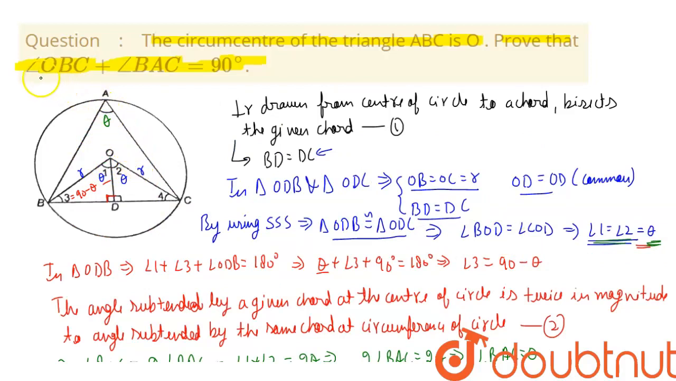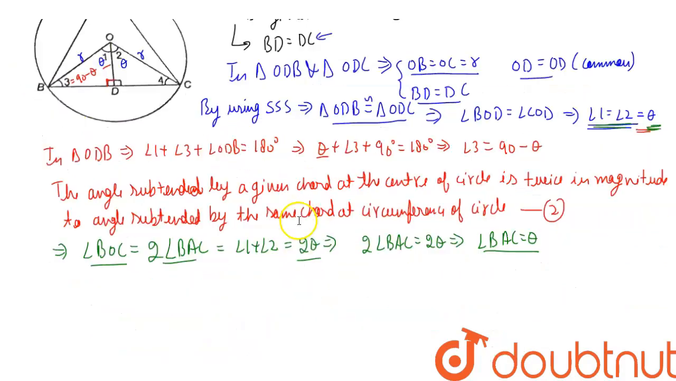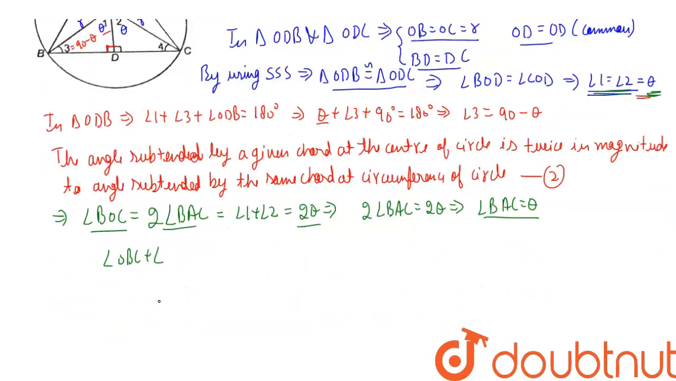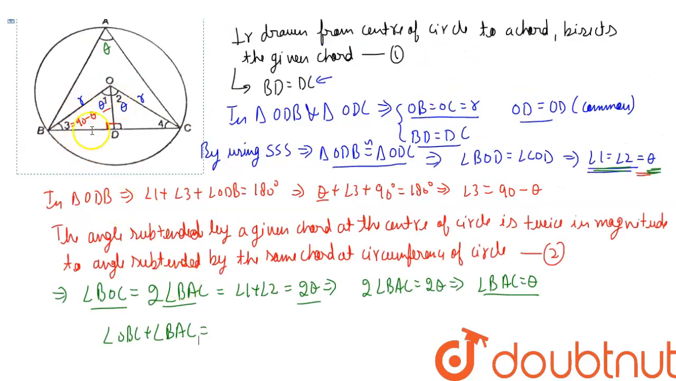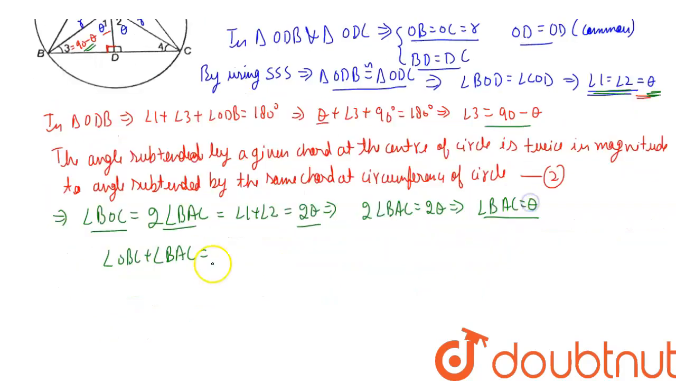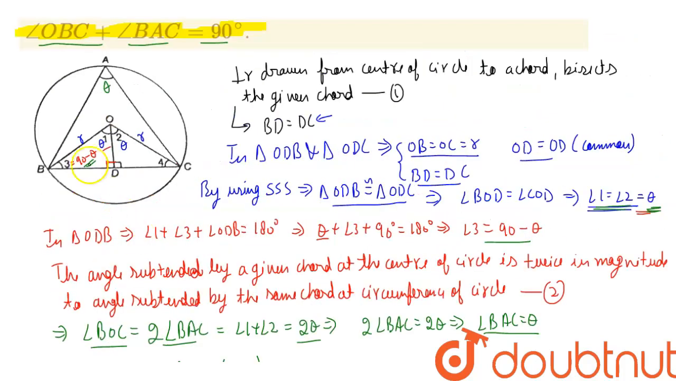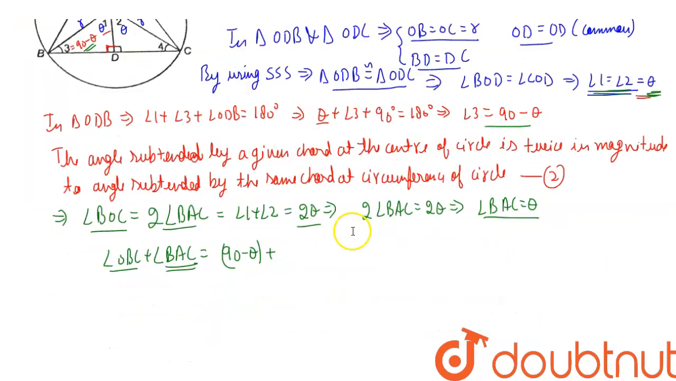Now in the question they have asked us to prove that the angle OBC plus the angle BAC is 90 degrees. So let us consider them. Here we have the angle OBC plus the angle BAC. If we sum them up, then we should get 90 degrees. The angle OBC is 90 minus theta, which we have concluded here, that is the angle 3. So instead of OBC, we write 90 minus theta, plus the angle BAC, and the angle BAC is equal to theta, which we have just got here.